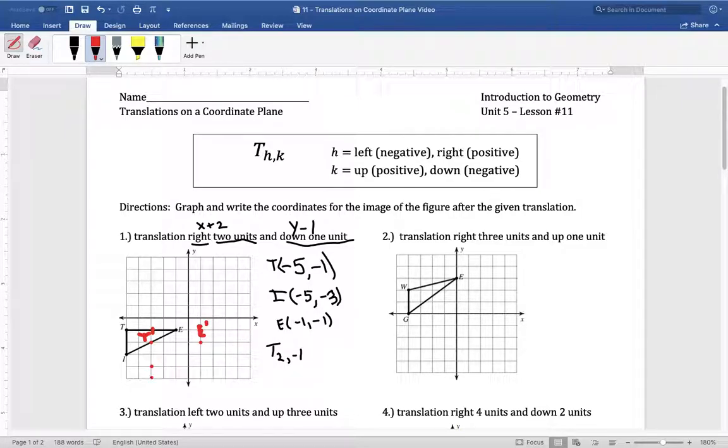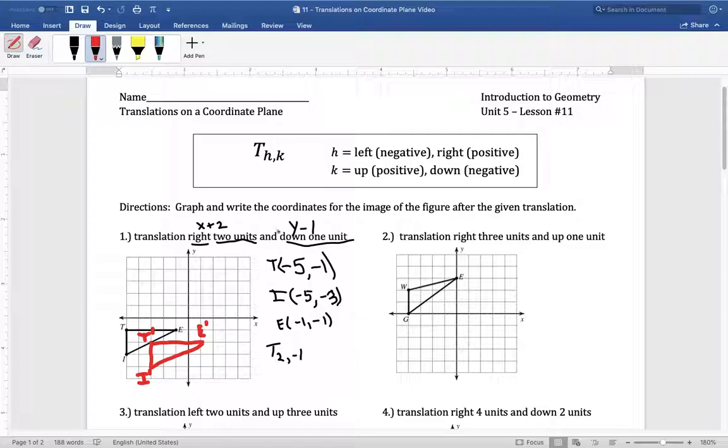So the new triangle, T prime I prime E prime, would be connecting these 3 points. It's always difficult for me to draw a straight line. There's that one, there's that one, and there's that one. You can see the triangle has moved 2 units to the right and 1 down, but we do want to write down what the new coordinates are.